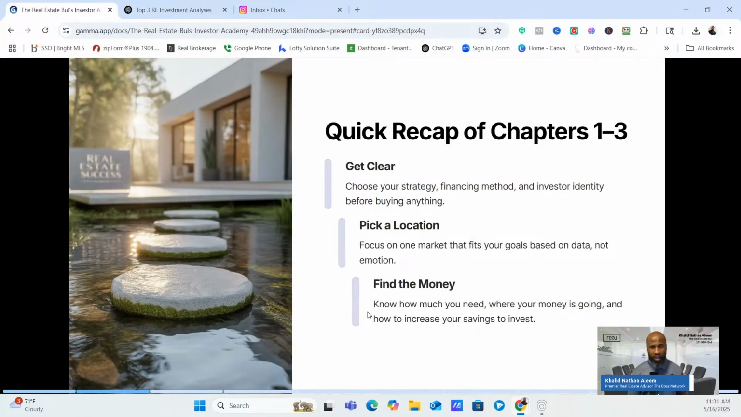The first thing that we're going to do is a small recap of the past 3 chapters. The first chapter was on getting clear, choosing a strategy. Are you going to buy a home to flip, or are you going to buy a home to buy and hold? We also talked about getting clear on the finance method. How are you going to pay for the home? Are you going to use cash, or are you going to use a loan? And we went into depth about that.